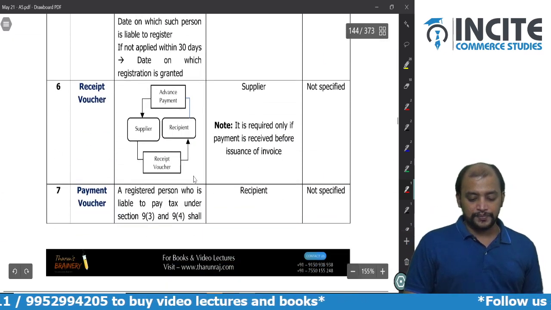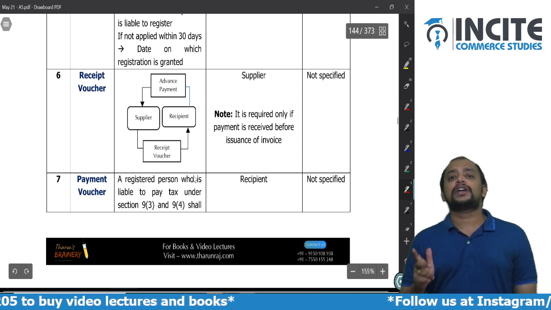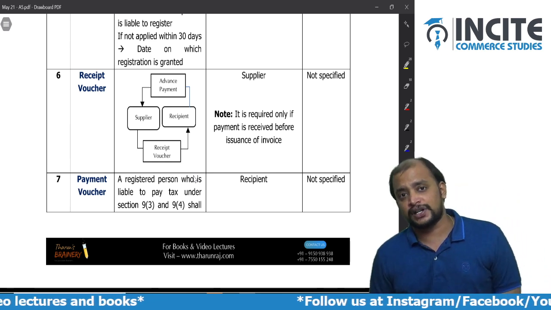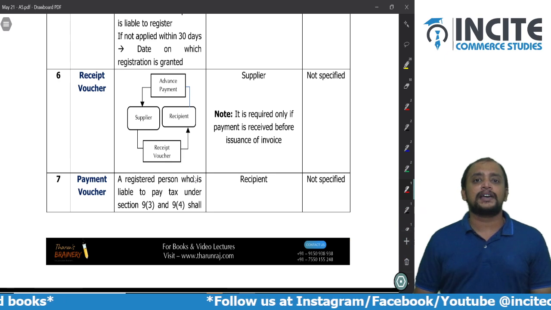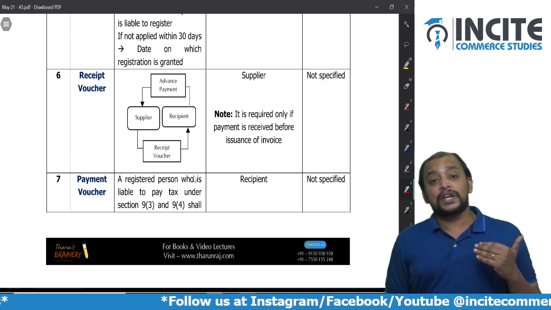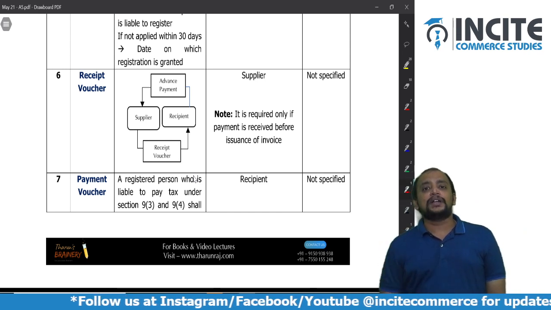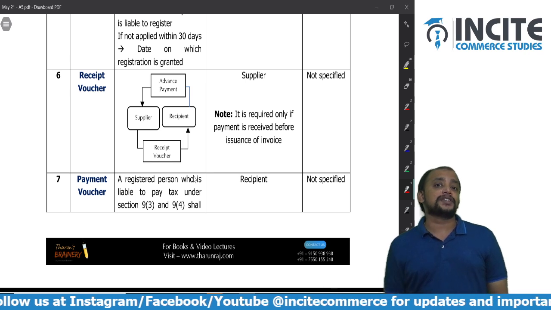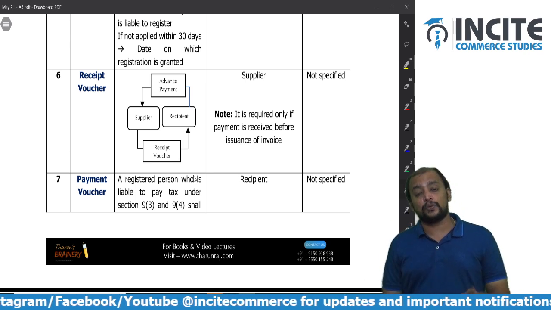Then next, in this regard, we need to know the effective date of registration also. Sir, generally, what is the effective date of registration? If you make an application for registration within 1 month, in our example, what is the date on which we crossed the threshold limit? 5th May. And we made the application on 4th June, within 30 days. Now, what will be the effective date of registration? 5th May, the date on which you are liable to get registered, that date will be taken as the effective date of registration.